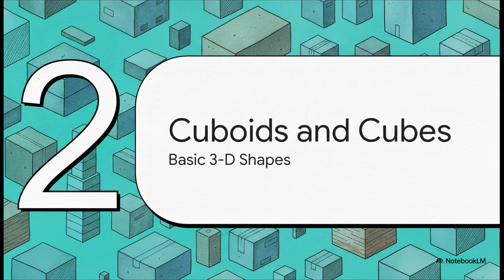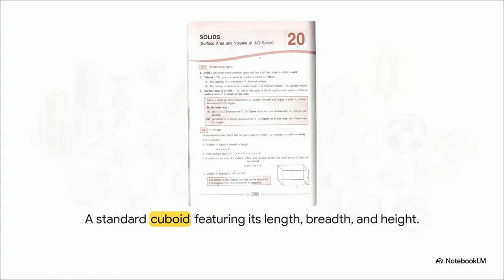Moving on to part two, cuboids and cubes. And this brilliantly illustrates our starting point perfectly. Take a look at this standard cuboid. It is essentially just a rectangular solid. It has 6 faces, and every single one of those faces is a rectangle. You can clearly see those 3 dimensions we just talked about. You've got the length at the bottom, the breadth giving it depth, and the height giving it that vertical presence.